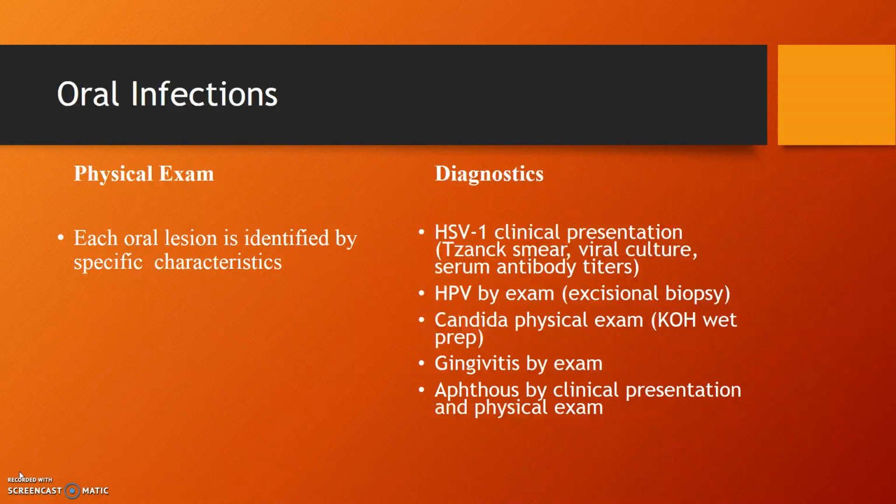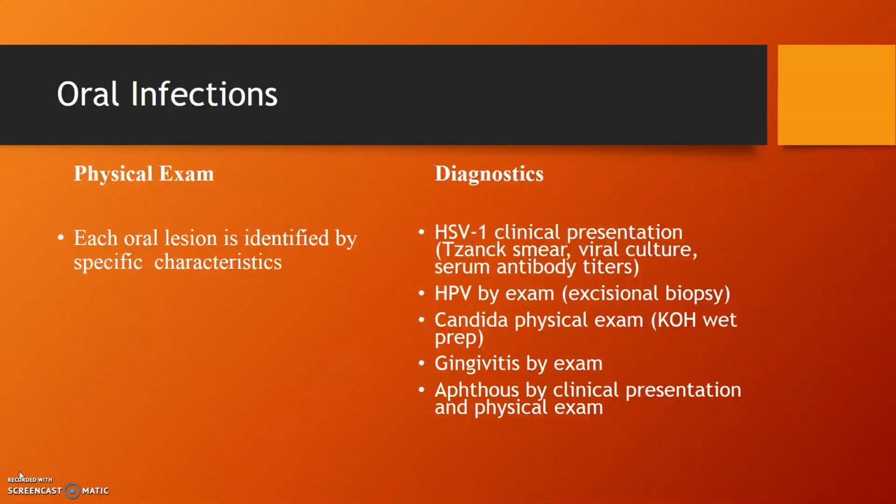Diagnostically, HSV1 is usually just clinical presentation. What does it look like? Give me the history. Did you have the prodrome? What do the lesions look like? But you can use what they call a Tzanck smear, where you unroof one of the lesions and get some of the serum and send it off, or do a viral culture and serum antibody titers. Interestingly enough, I told you in the beginning of this lecture that 90% of people have been exposed to HSV, but they might not break out with HSV. We still use those as a diagnostic tool.